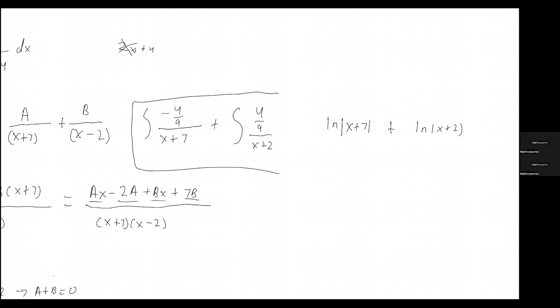So you might be wondering, what happens with the 4 over 9? Since this is a constant that has just been multiplied into the equation, we can just put it outside of the ln for both sides. So the first one, since it's x plus 7, it corresponds to negative 4 over 9. We just put negative 4 over 9 ln x plus 7. And the same rule applies for the 4 over 9 in relation to the x minus 2. So we make this 4 over 9 times the ln of x minus 2.